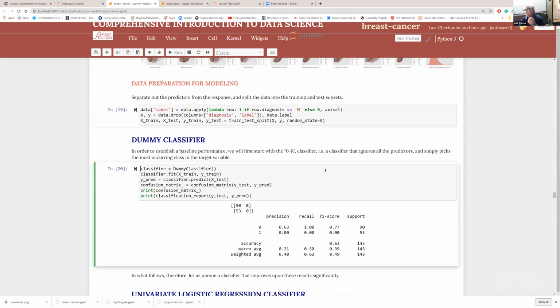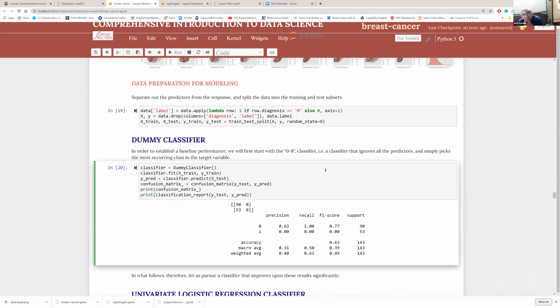Then first things first, do you notice that I do the dummy classifier? Why is it a good idea to start with a dummy classifier?